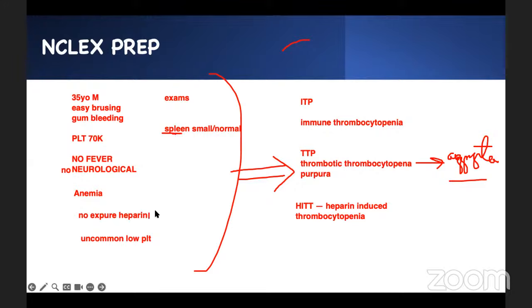They've not been exposed to heparin. Therefore, it cannot be heparin-induced thrombocytopenia. You see, there is heparin here. That's a test-taking strategy. Therefore, I know this guy was not exposed. No exposure to heparin. And it's the most uncommon cause of low platelet. But it happened because the platelets form clots and it causes a problem.